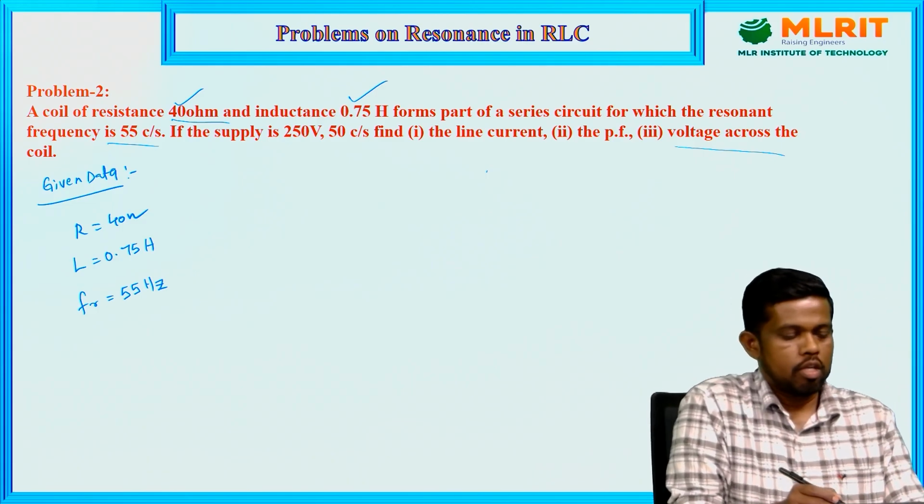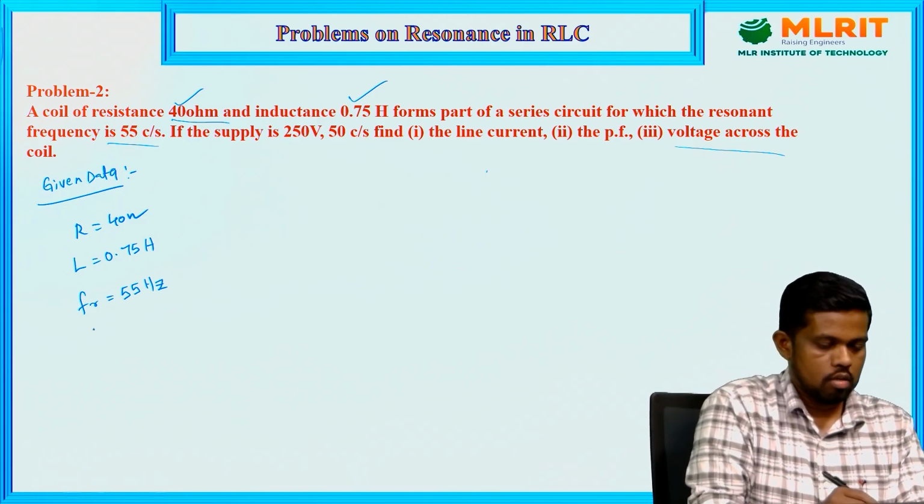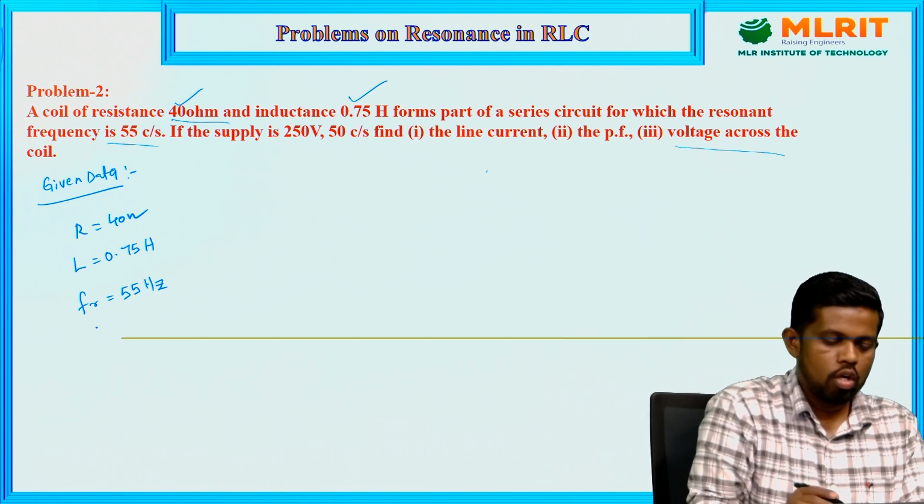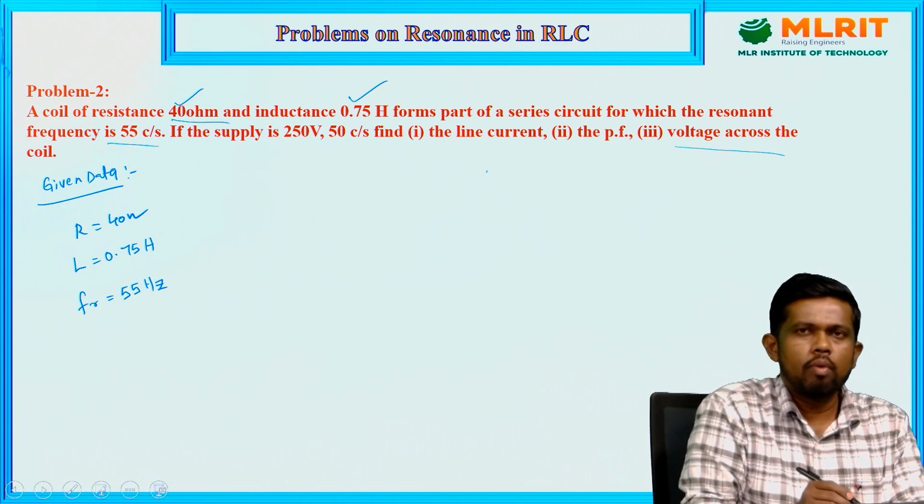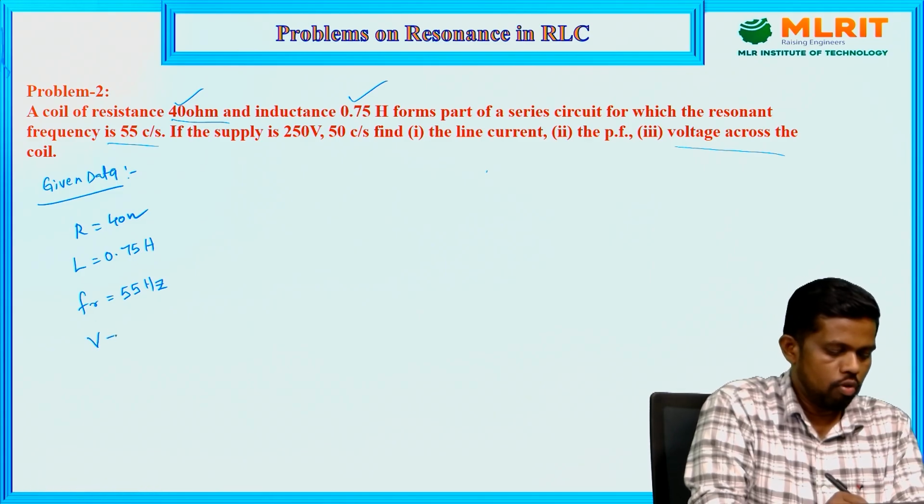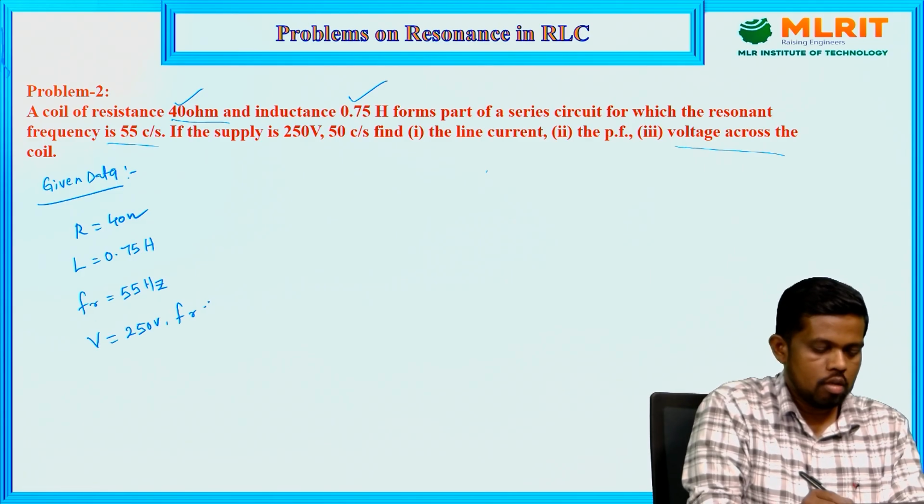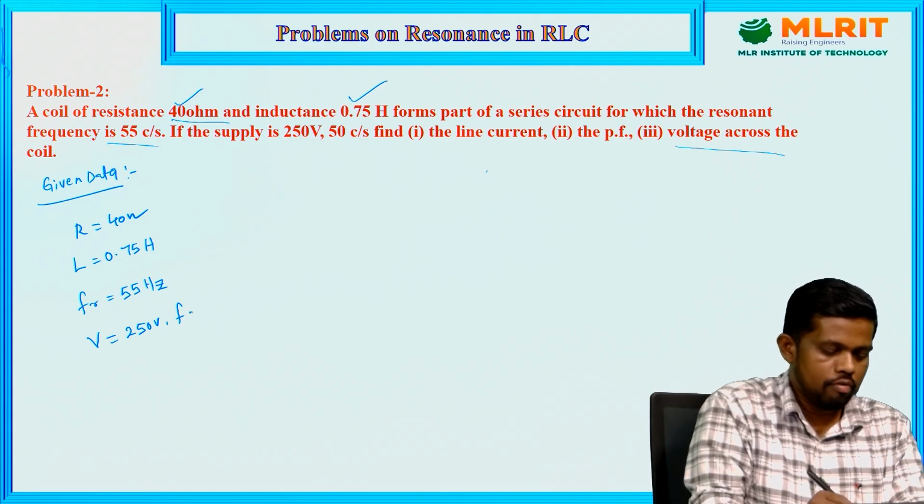So based on this, some voltage and also the supply frequency are given. The voltage value is 250, so it will be 250 volts. Then FR is, sorry, it's the supply frequency, which means FS is 50 hertz or 50 cycles per second.